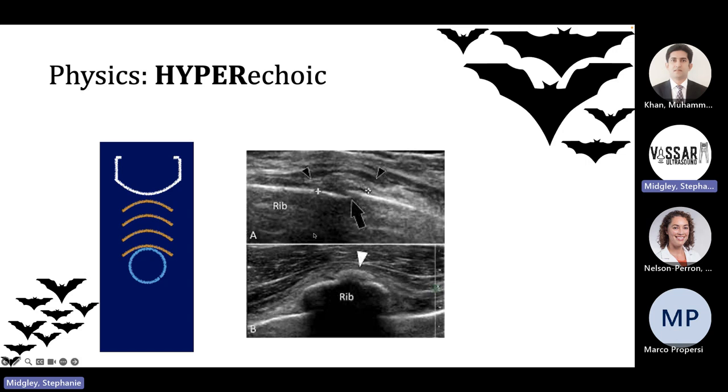So what's happening is these sound waves are hitting this bright structure, the calcium bone, and nothing is getting transmitted through it. So everything bounces back to the probe. And so the machine can't see anything that's deep to that structure. To the machine, it is absence of information, which shows up as black. So you're going to get this shadowing.